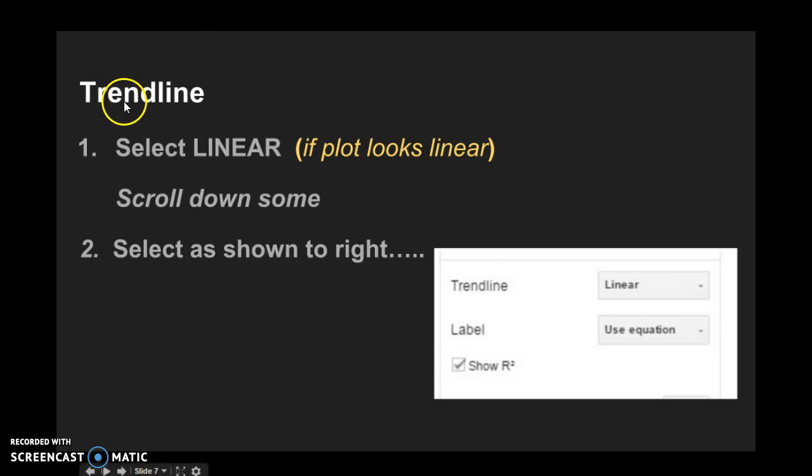Here's a review of those steps. In the trend line section, select linear. That's if the plot looks linear. Scroll down a little bit and select things as we show them right there.